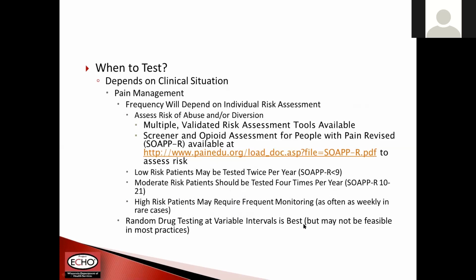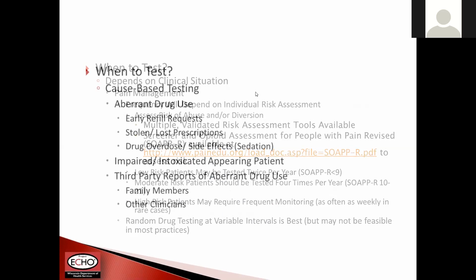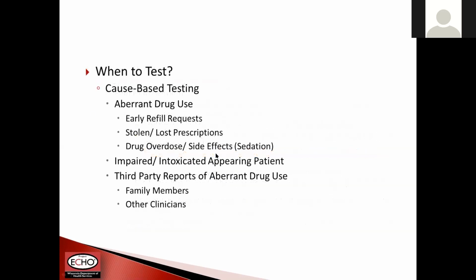Again, random drug testing at variable intervals is best, but sometimes it's not feasible in most practices. There's also cause-based testing. So someone who's getting early refills, reporting lost or stolen prescriptions, or drug overdoses, they present to the emergency department with a drug overdose. These are patients that probably should have drug tests for a cause. If they appear intoxicated when you see them, or if you get calls from family members saying, hey, your patient so-and-so is selling their prescriptions, those are times you should probably test.